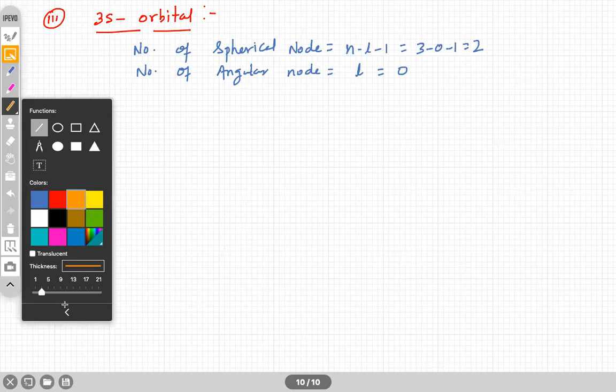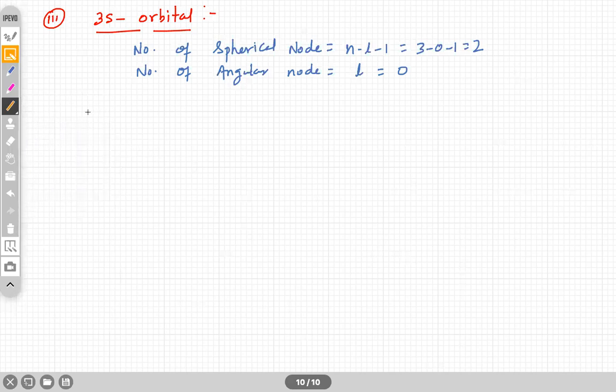So we can only draw the graph for s orbitals, not for p, d, and f, right? No, because for 2p we can also draw. But for 2p the angular node is 1, right? You told us we can't represent angular nodes. So spherical nodes we can represent, angular we won't represent.